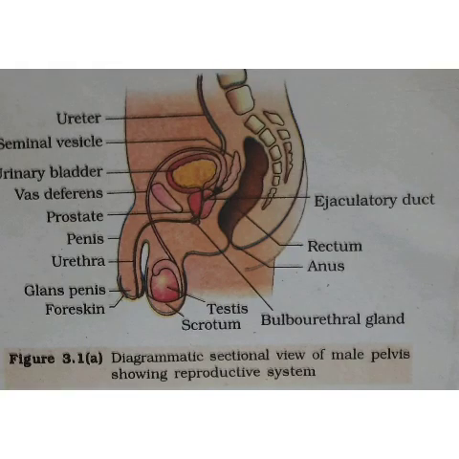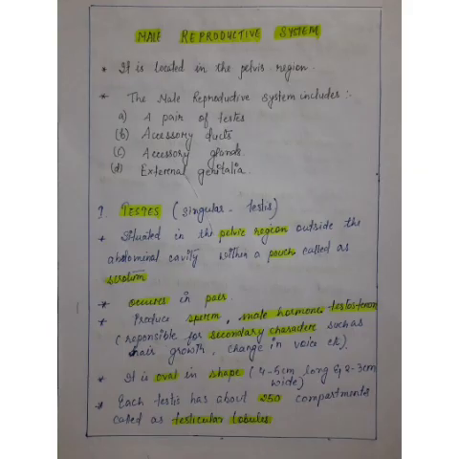As you can see in the diagram over here, this is the diagrammatic sectional view of the male pelvis, which is showing you the male reproductive system. It has different parts. We are going to discuss the different parts of this male reproductive system, and we will discuss its functions as well. So let us start.